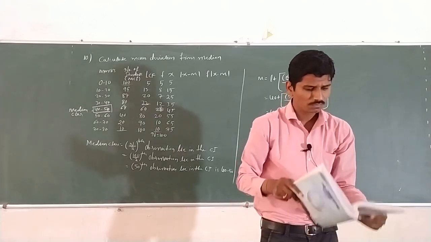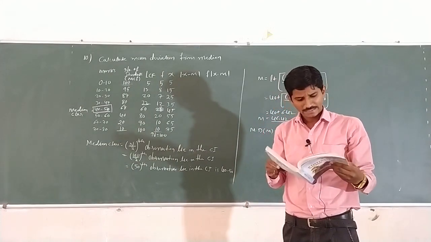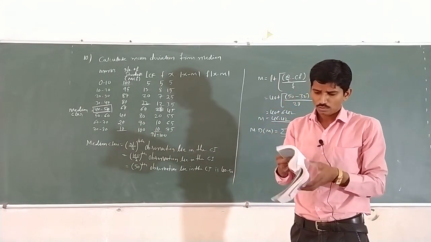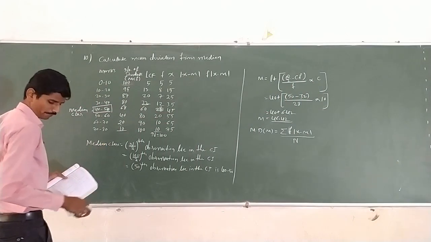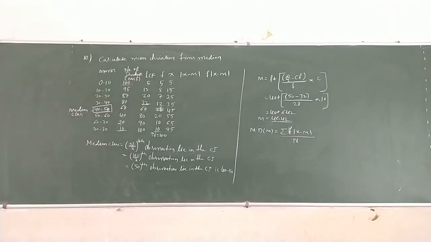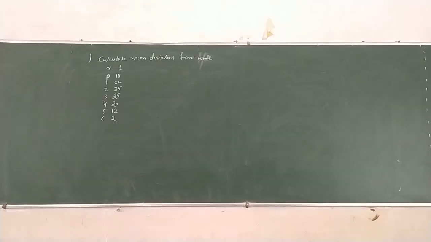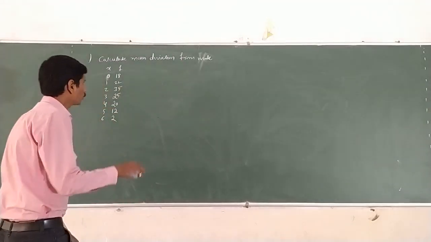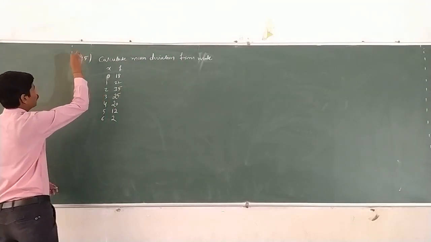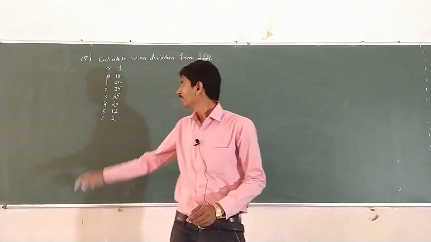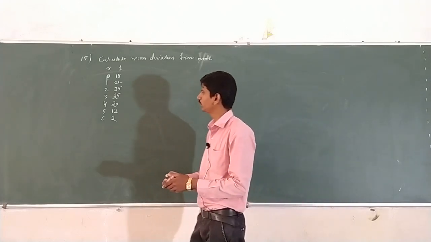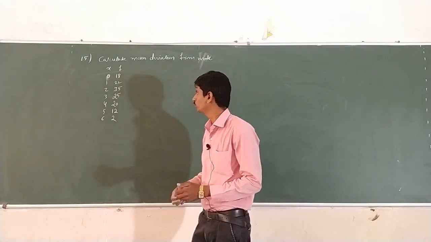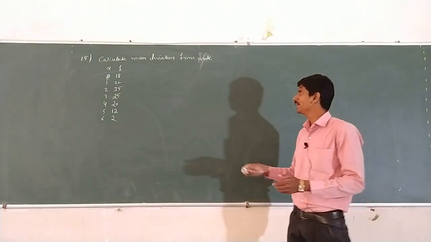Calculate mean deviation from mode for the data given below. Here it is a solved problem, the 15th problem. It is a solved problem, not an exercise. Here they are given x with respect to f values. X takes the values 0, 1, 2, 3, 4, 5, 6 with respect to frequencies 18, 22, 35, 25, 20, 12 and 2. Calculate mean deviation from mode.